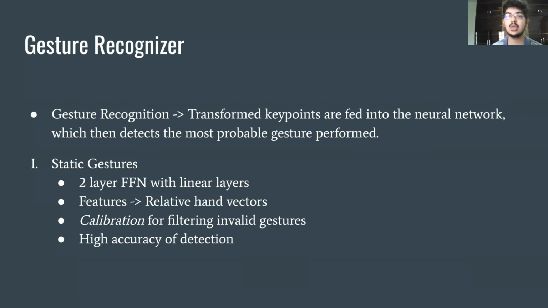We do this by making use of a dummy gesture we call the bad gesture. And the network is artificially biased to choose this gesture. So this makes sure that unless the network is very confident that a gesture has been performed, the dummy gesture is selected.